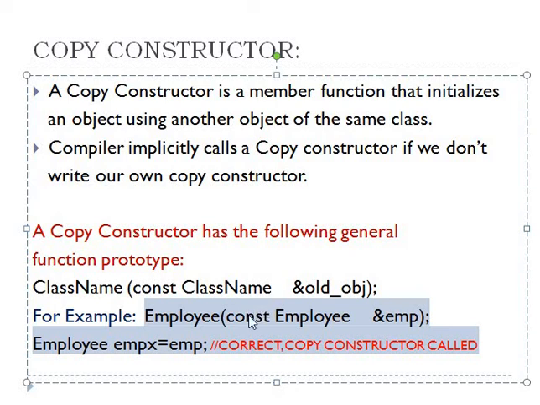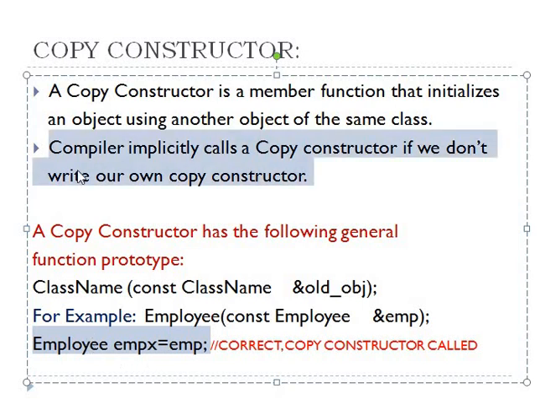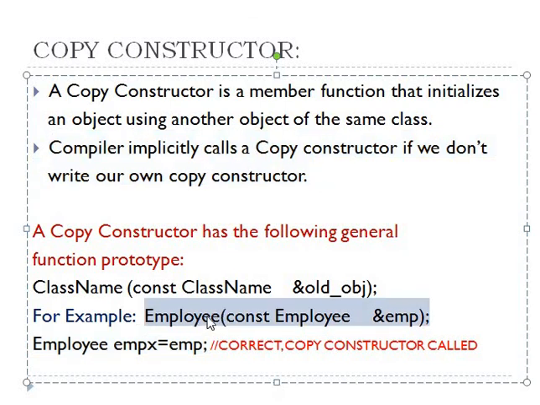Now another thing to be noted here is that what if we do not specify this copy constructor? If we do not specify this copy constructor explicitly inside a class, then in that case still this statement is going to invoke the copy constructor, because the compiler will implicitly call a copy constructor if we do not write our own copy constructor.